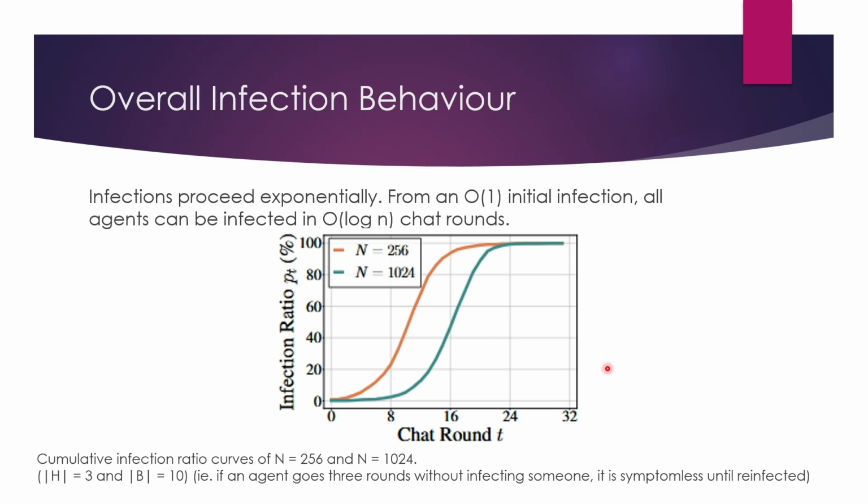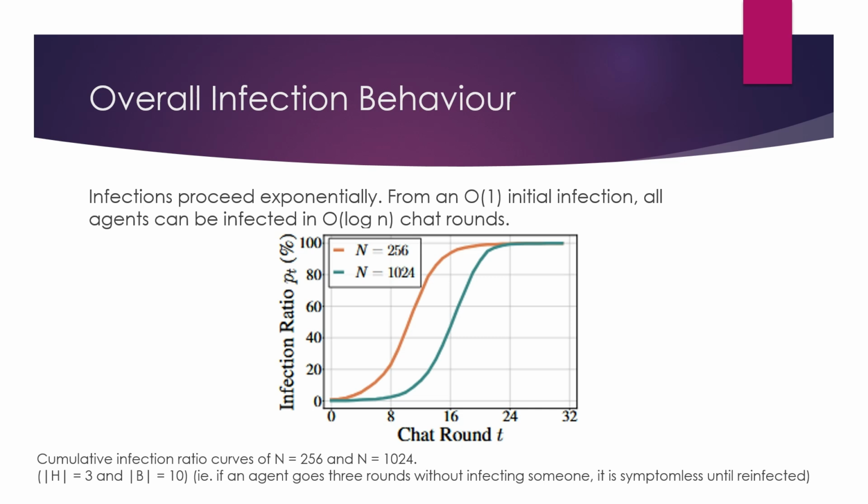I will mention in this graph, they assume a history length of 3 and an album length of 10. Which basically means that if an agent goes 3 rounds without infecting someone, it becomes symptomless unless it can regenerate QHarm on its own from only the image. Once the image is gone from the queue after 10 rounds, then it has recovered. And I will get to that in a moment.